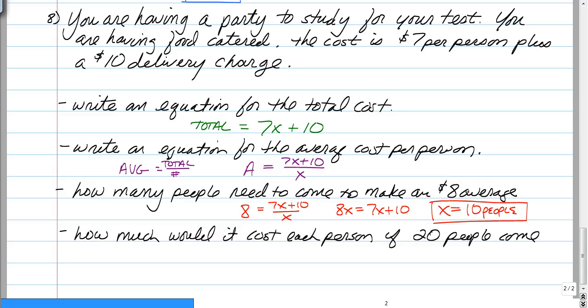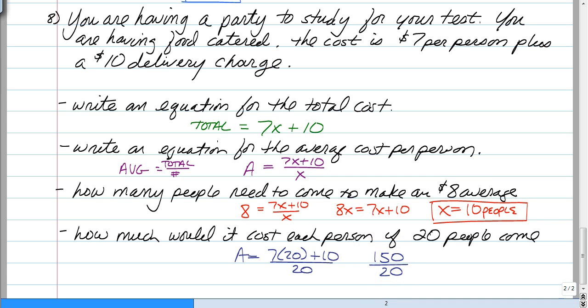So how much would it cost for each person if 20 people come to the party? Well, for that, again, you just have to substitute your 20. So the average cost per person would be 7 times 20 people plus 10 divided by 20. So that's going to give you $150 divided by 20 people, and all you have to do is figure out that that is going to be $7.50 per person.